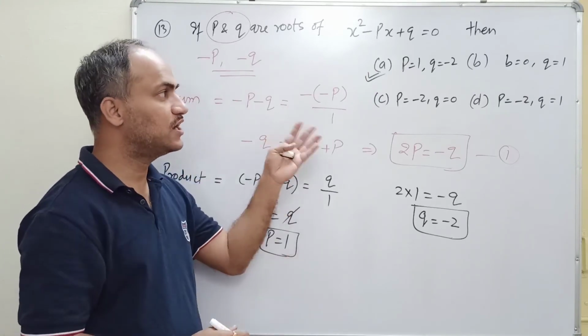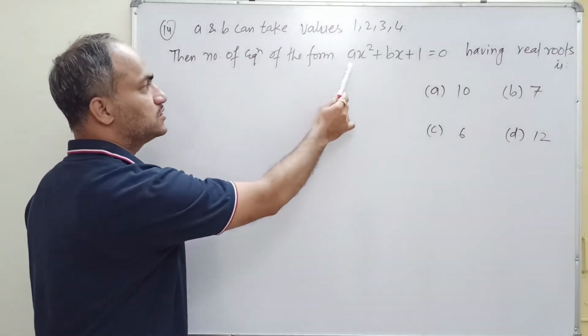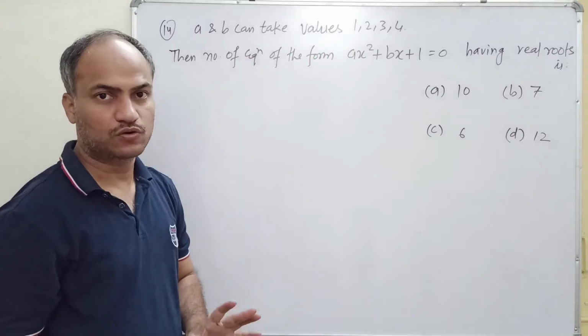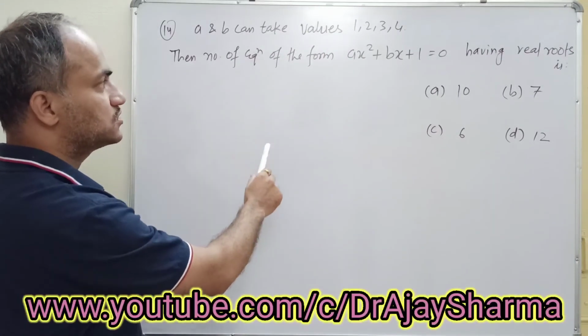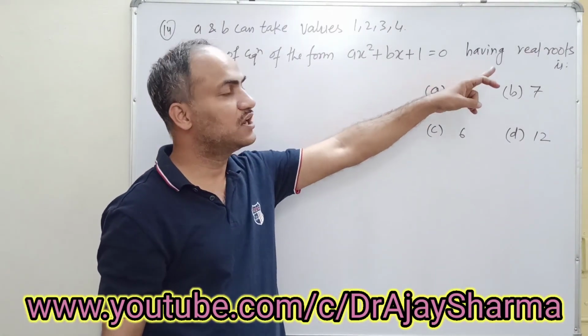Fine, we were not getting any of the options correct. Here we are given that a and b, it means these coefficients, can take any of these values 1, 2, 3, 4. And we have to find the number of equations of this form which are having real roots.